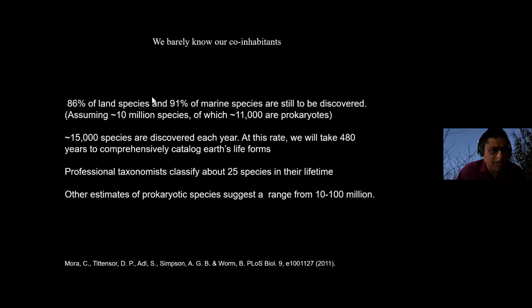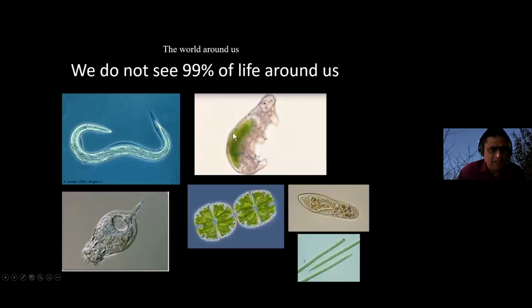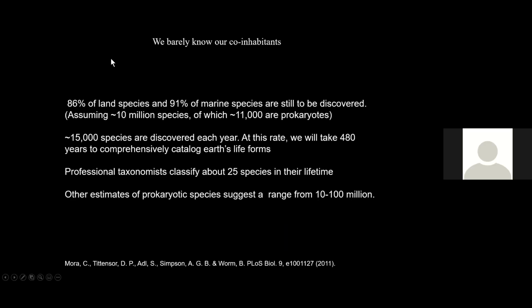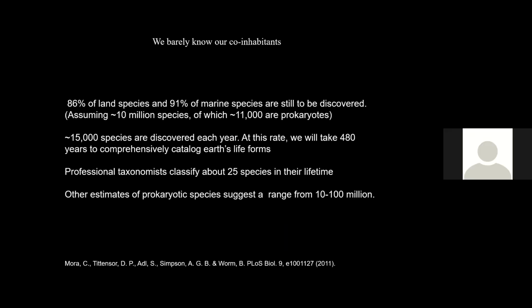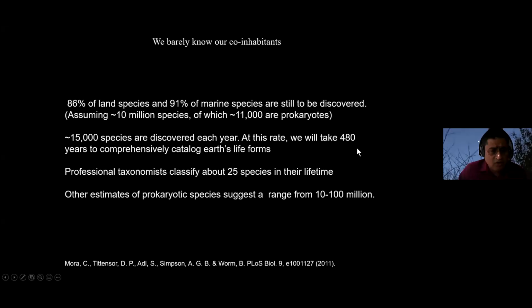So the point that I'm trying to make is that we barely know 90% or perhaps 99% of life around us. There was a study that actually tried to survey the species that are on Earth. And what it essentially said was that if we carefully catalog every species that is there on Earth, it will take us about 480 years to completely comprehensively catalog them.